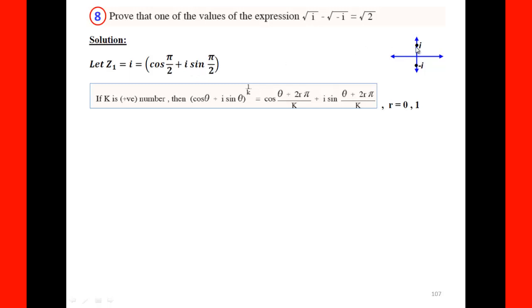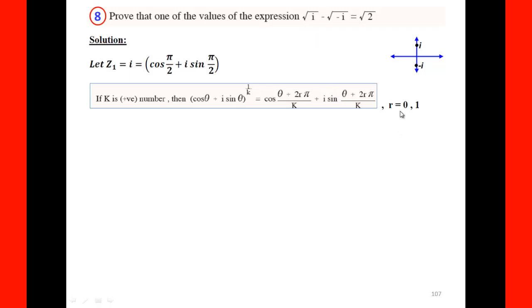The position of i indicates that its modulus equals 1 and the angle between the complex number i and the positive direction of the x-axis is 90. So z1 equals cosine pi over 2 plus i sine pi over 2. We want to calculate root i, the square root of i. Actually we have two square roots.